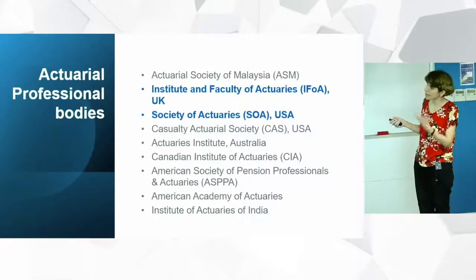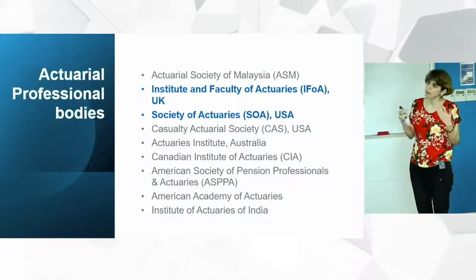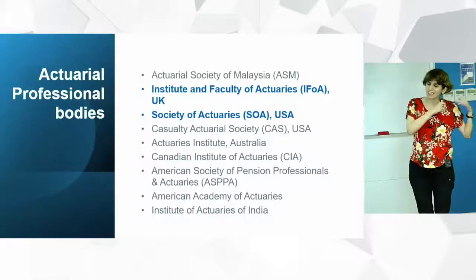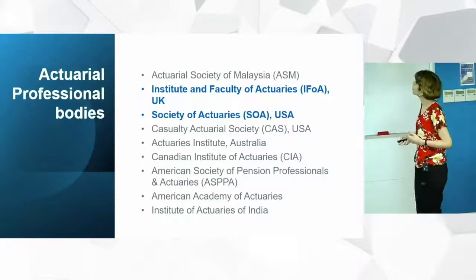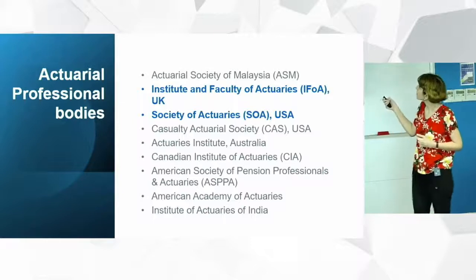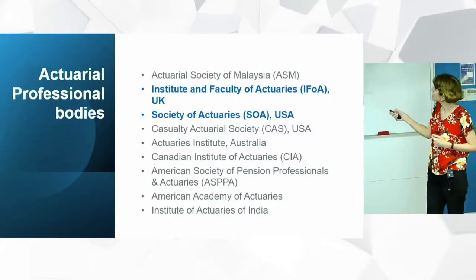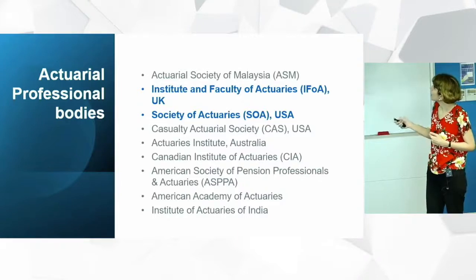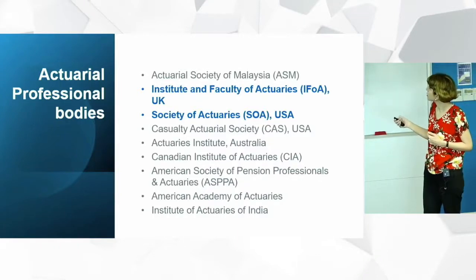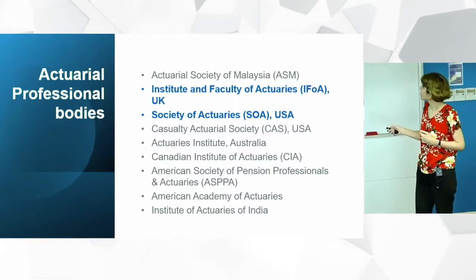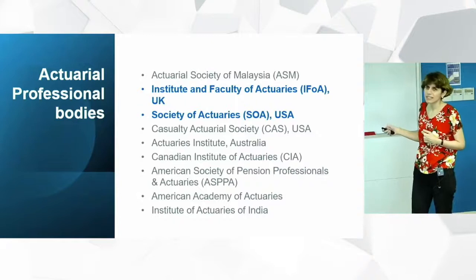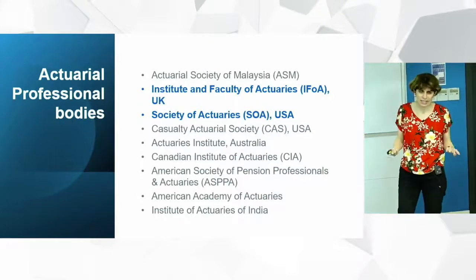And also you can get exemptions from these examinations through different universities, including Heriot-Watt University. The Institute and Faculty of Actuaries, IFoA, is in the UK. We have the Society of Actuaries in the US, the Casualty Actuarial Society, again in the US, and the Actuaries Institute in Australia. And for example, the Institute of Actuaries of India. They all have different examinations.